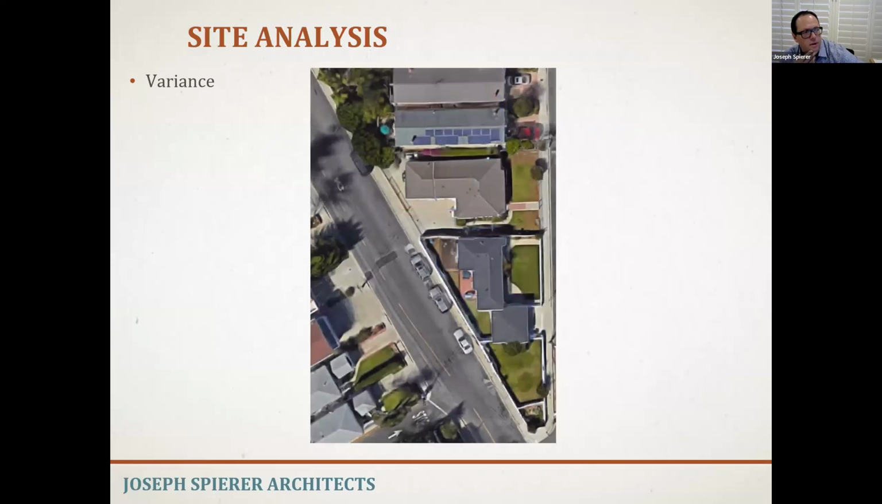And here you can see there are houses all over the place that have conditions like this where they did end up getting variances, which you can see here. This is much closer than normally legally allowed, and same thing here.